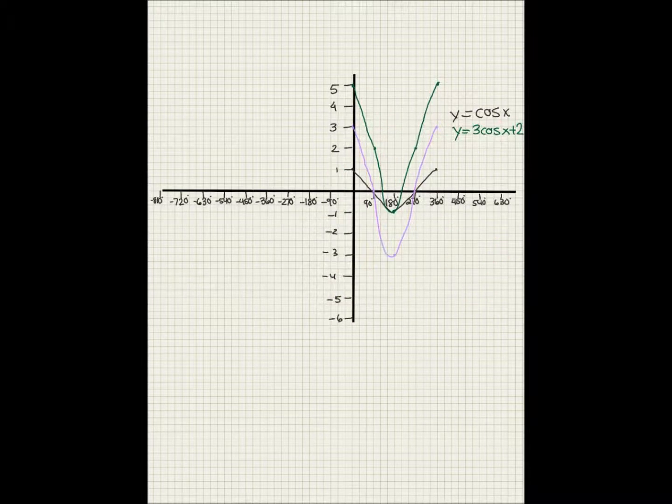This is the last example. We have y equals 3 cos x plus 2. The black graph is the original cosine graph. The purple has been stretched by a factor of 3, and the green graph has been moved up 2 units. Always remember, we always do translations last.